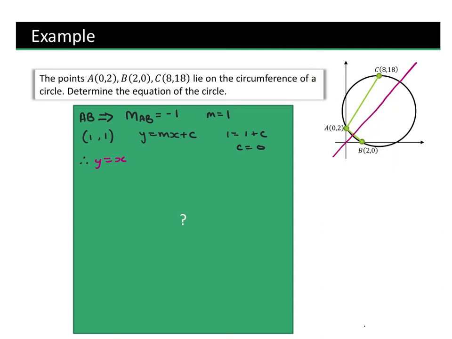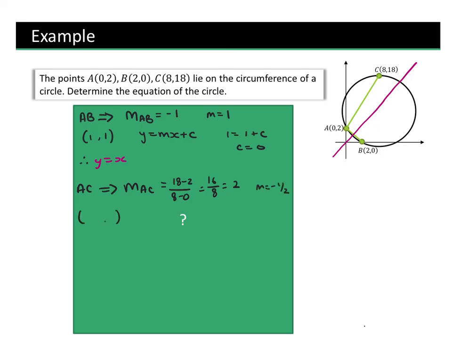Right, now I'm going to find the perpendicular bisector, so the line that crosses through A and C. Step 1. Okay, so AC. What am I going to do? I'm going to find the gradient first of AC. So I'm going to get 18 minus 2 over 8 minus 0 equals 16 over 8, which equals 2. So that then means the gradient of the perpendicular line is going to be -1/2.